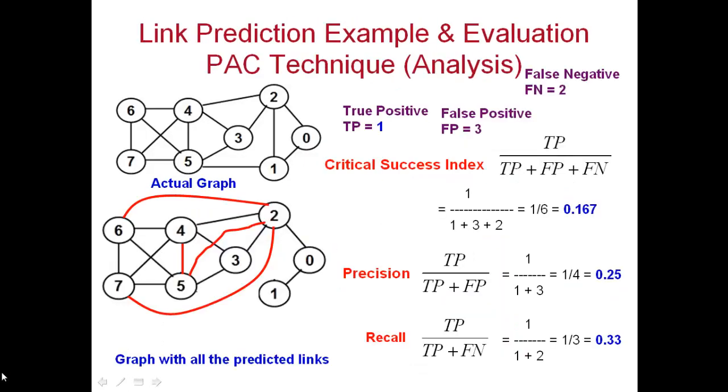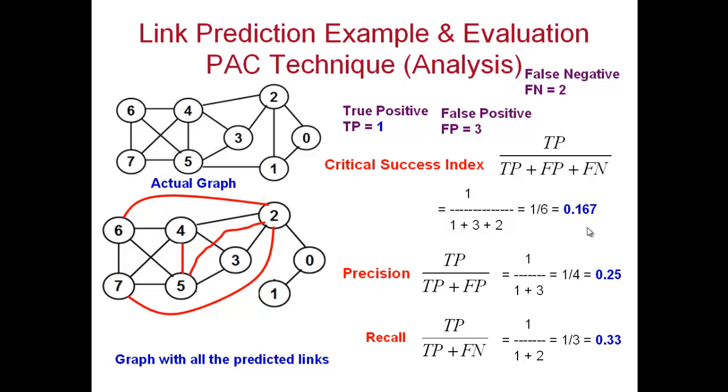Okay, so let me go through this example. We have true positives as 1, false positives as 3, and false negatives as 2. The critical success index is true positives divided by true positives plus false positives plus false negatives. So it's 1 divided by 1 plus 3 plus 2. So it's 1 over 6, which is 0.167. It could range from 0 to 1, and we have 0.167 as the critical success index for this technique on this particular graph.